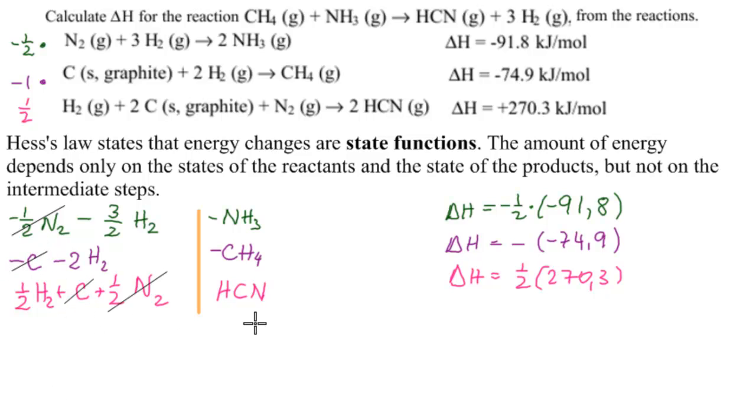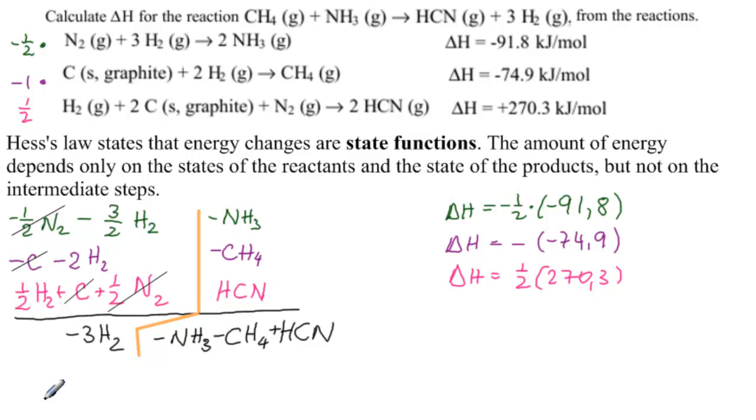We should be only left with reactants that are here. So we have -3/2, that's -1.5. -2, that's -3.5. And then plus 1, so -3H2 on this side. And on this side, we have -NH3, -CH4, and plus HCN. Put the minuses on the other side. What do we get? We get NH3 plus CH4 goes to HCN plus 3H2. Is that the same? It is indeed. We're good to go. So now we just need to add these up.